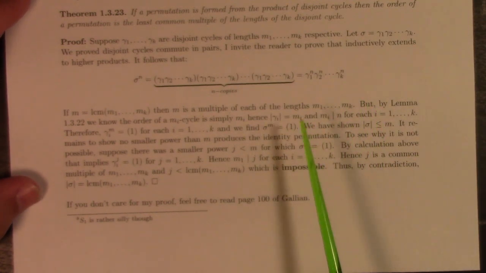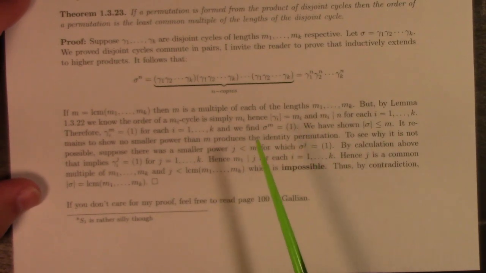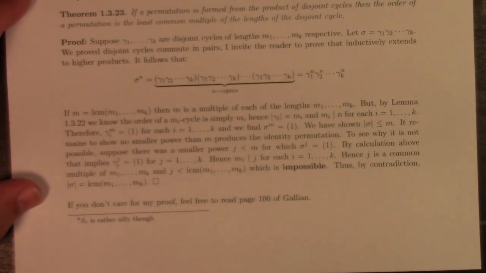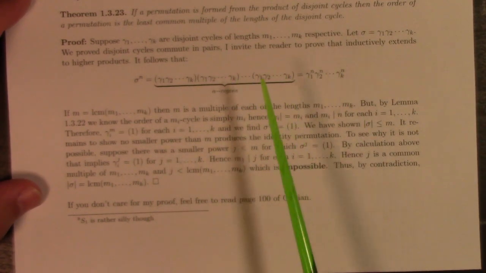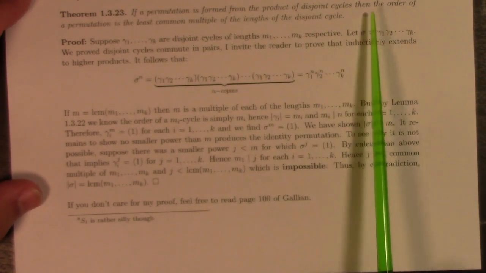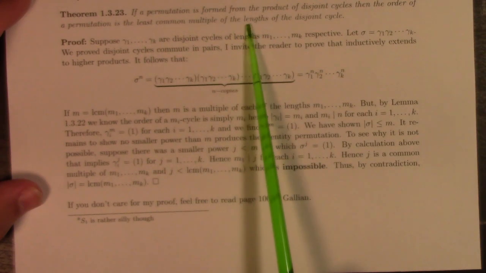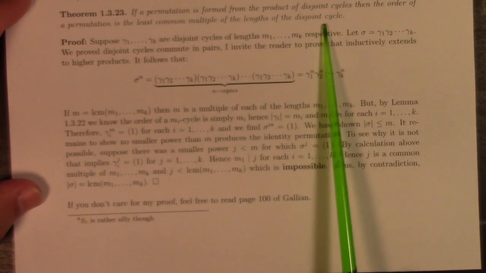So, in fact, this argument here is one you'll see. I'm sure it's going to come up. Maybe not with this notation, this example, but the same calculation. So it's worth reading through this carefully for yourself. If a permutation is formed by a product of disjoint cycles, then the order of the permutation is the least common multiple of the lengths of the disjoint cycles.